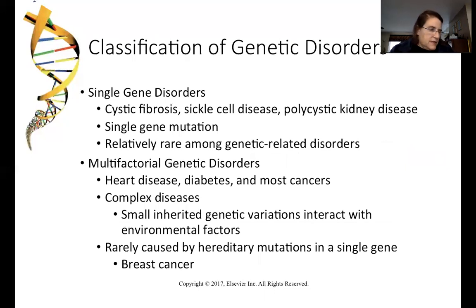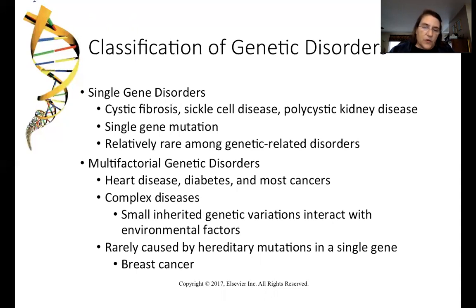All right, so let's talk about the classifications of genetic disorders. So we have single gene disorders, and these are things like cystic fibrosis, sickle cell disease, polycystic kidney disease. This is a single gene mutation. It's relatively rare among genetic-related disorders, but if you got it, it's a bad thing.